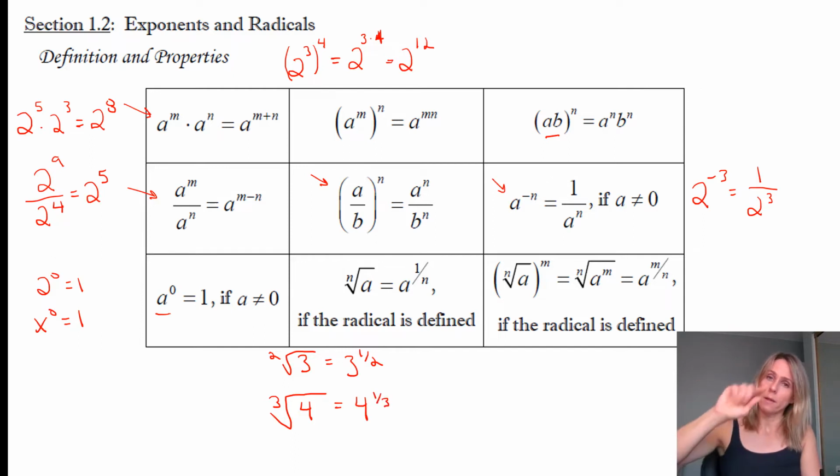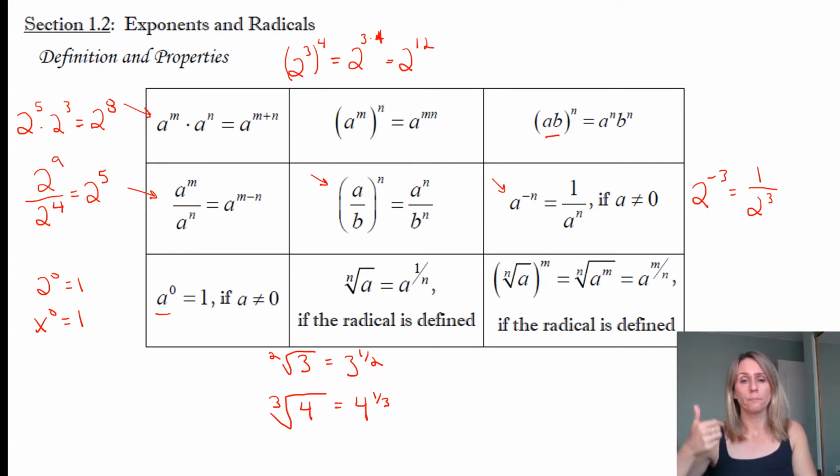So notice whatever that number is outside of the root, that becomes the denominator. The numerator is essentially just the exponent of whatever you have. So this is 3 to the power of 1, 4 to the power of 1. That is why the 1 is in the numerator of that fraction.